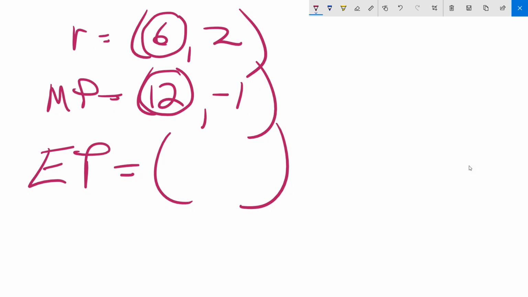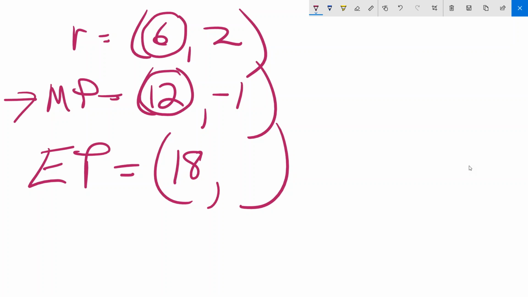Okay, so what do I have to do to get to the endpoint? Add 6 to what? To 12, not 6. Oh, yeah, 12. In other words, if that's the endpoint, is this the midpoint? 12 is halfway between 6 and 18. Okay, now let's do the same process.